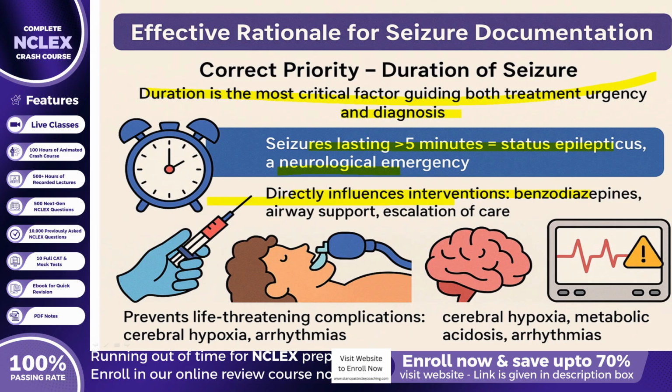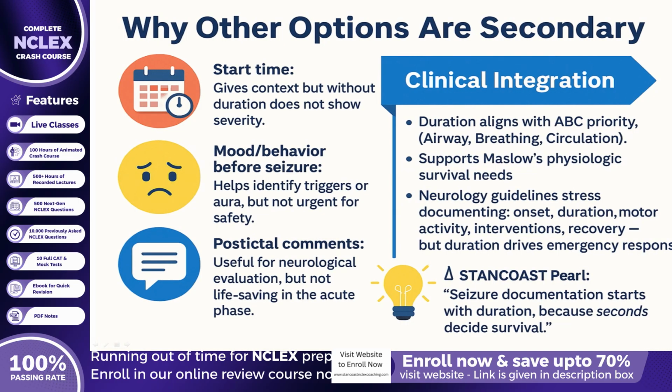Now, let us examine why the other options, although important, are not the top priority. Option A, the exact start time of the seizure, provides helpful context but does not communicate severity without knowing how long the seizure persisted. A seizure that begins at 10:05 and stops at 10:08 has far different clinical significance compared with one that continues past 10:20.